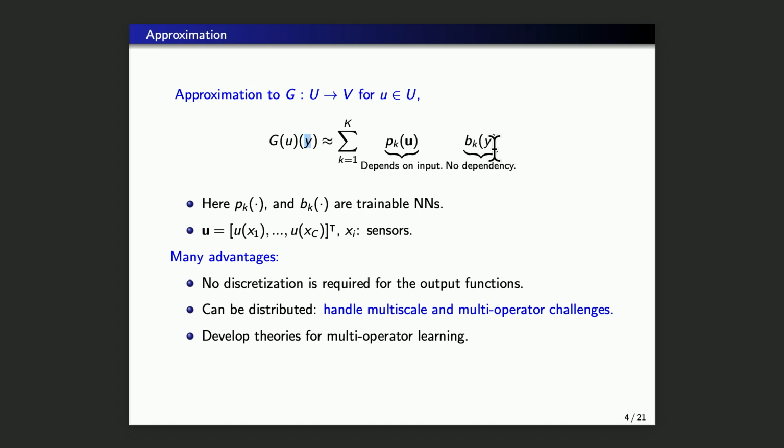So because of this, for such a structure, it is not a mapping between fixed grids, or it is not a fixed grid to fixed grid mapping. So this actually will bring us a lot of flexibility in the network training and testing. Okay, so the second point I want to mention is that the structure here can easily be distributed, or we can learn it separately. I will elaborate on this point later, but this can enable us to handle some multiscale problems and also some multi-operator learning problems.